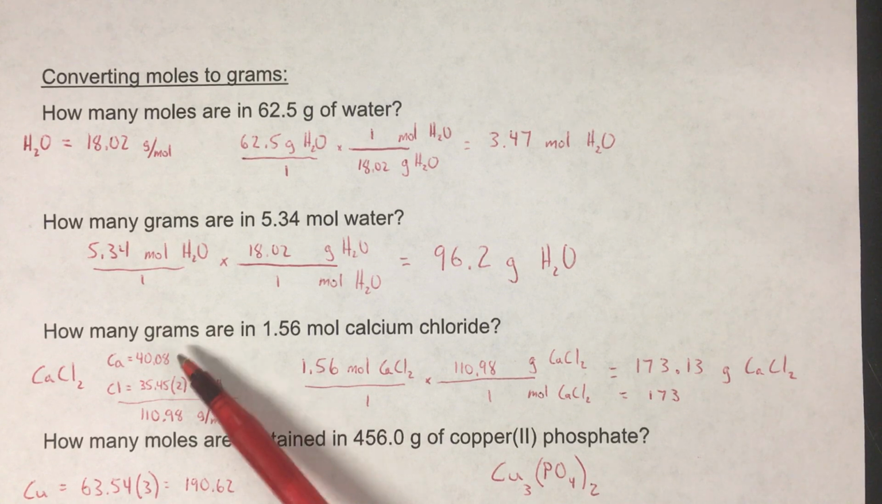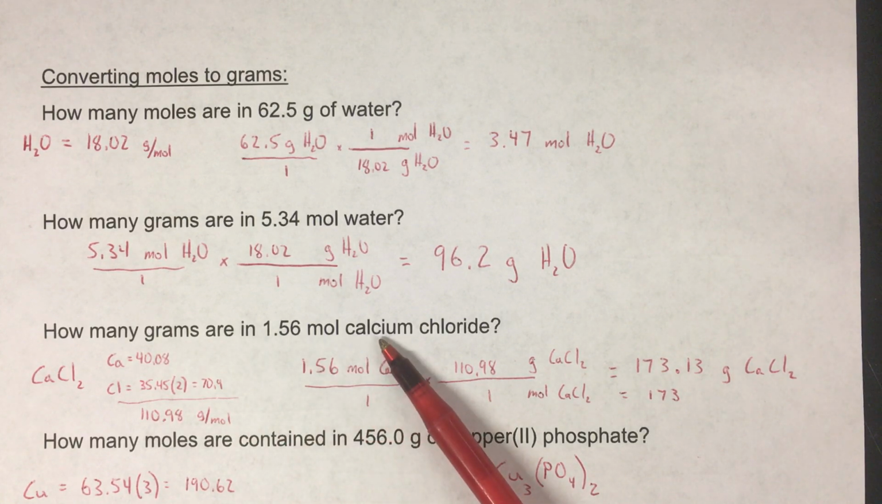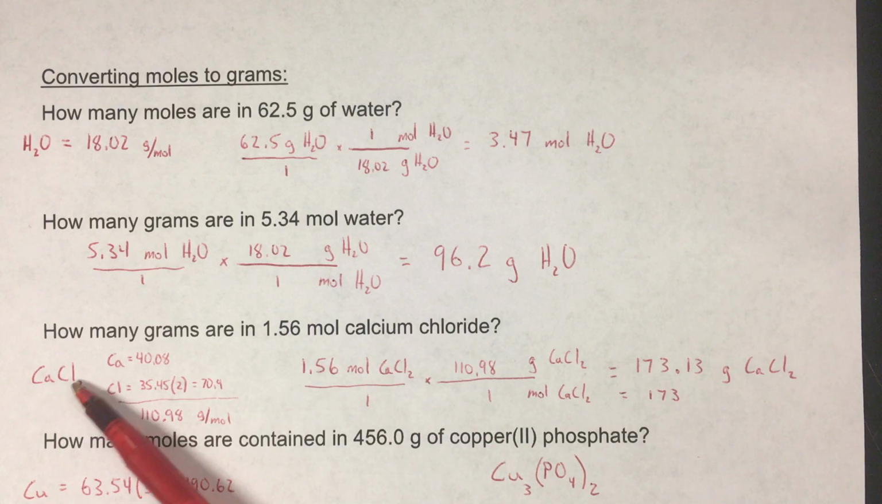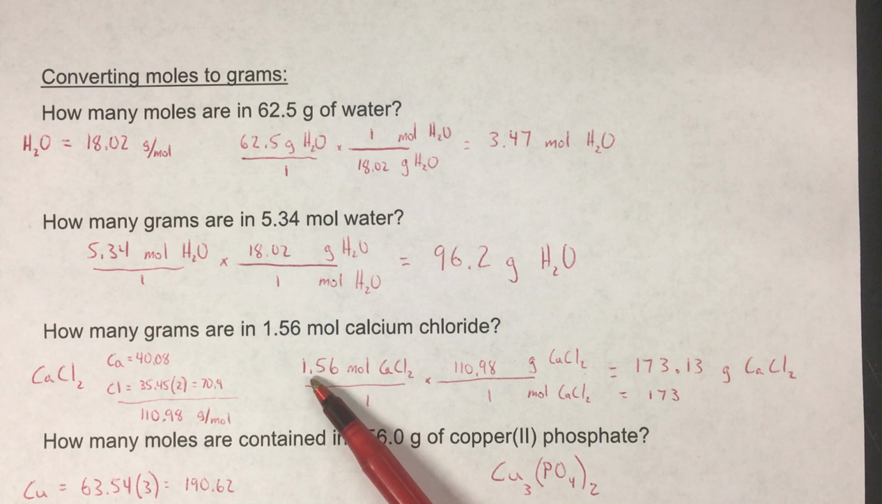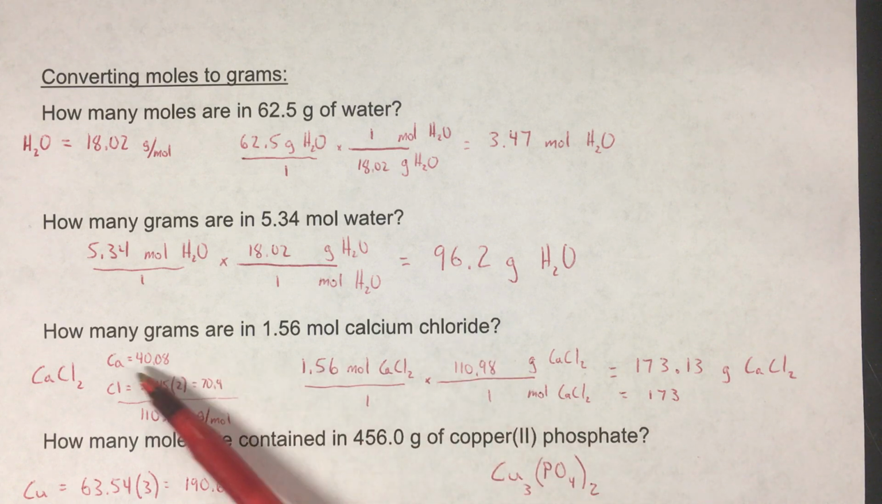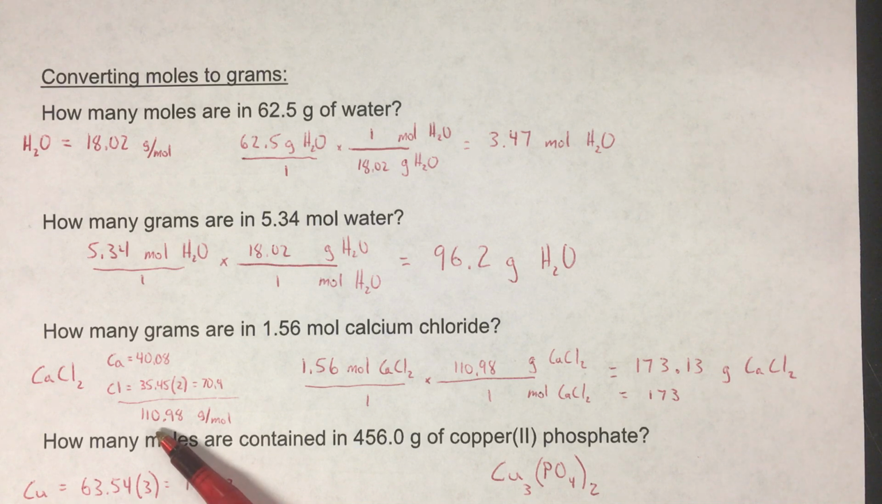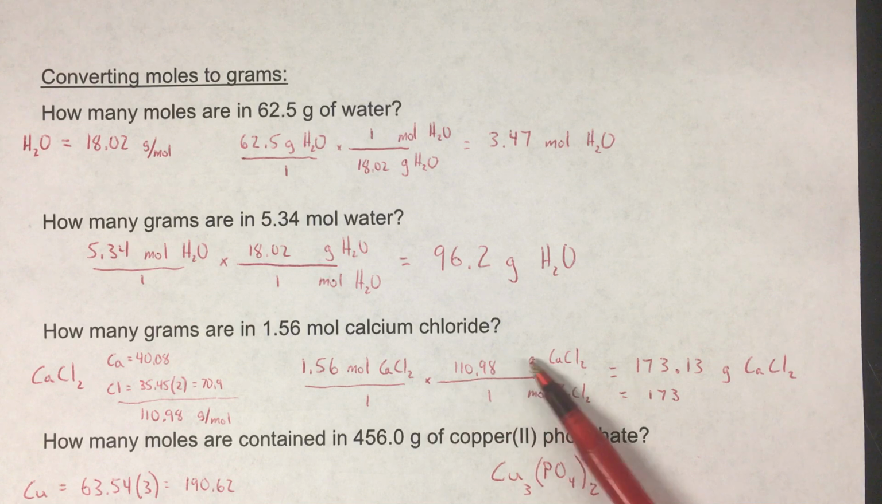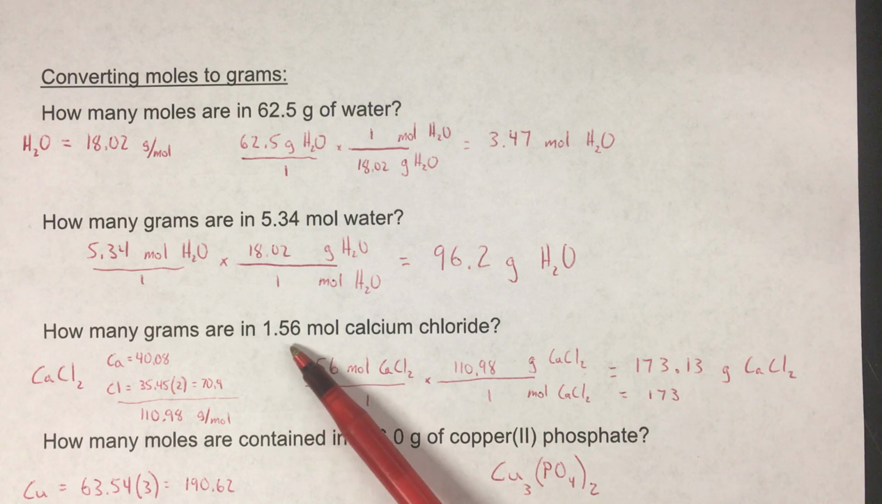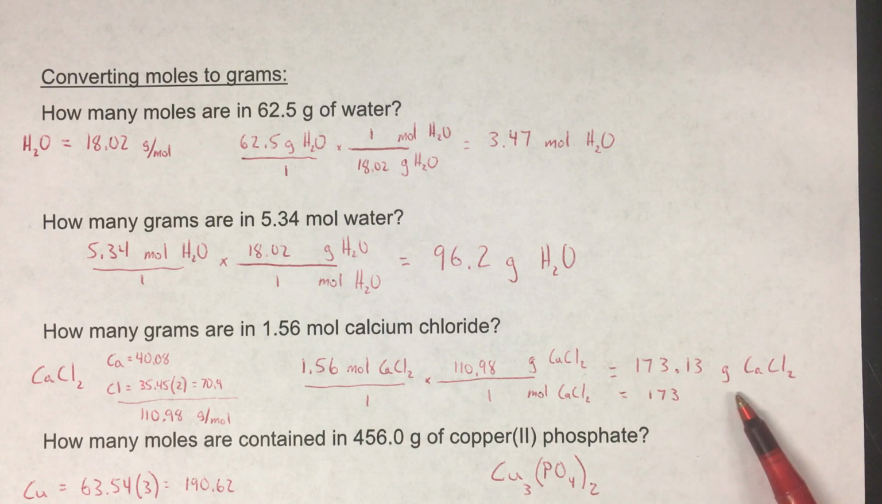Next one, we want to know how many grams are in 1.56 moles of calcium chloride. So again, you need to use your nomenclature. Calcium chloride is going to be CaCl2. So we're going to need the molar mass, because when we start with the number of moles, the first thing we need to do is go from moles to grams. So 1 calcium and 2 chlorine, so we add up the pieces, and we get 110.98 for the molar mass. So we're going to multiply across, and we get 173.13 grams, or to 3 sig figs as the original measurement, 173 grams of calcium chloride.